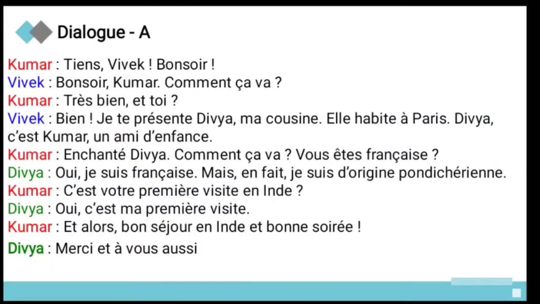Let's recall the dialogue A again. In this dialogue, three people are there. Who are they? Kumar, Vivek and Divya. Kumar is a childhood friend of Vivek and Divya is a cousin of Vivek. So Kumar: Tiens Vivek, bonsoir. Vivek: Bonsoir Kumar, comment ça va? Kumar: Très bien et toi? Vivek: Bien, je te présente Divya, ma cousine, elle habite à Paris. Divya, c'est Kumar, un ami d'enfance.